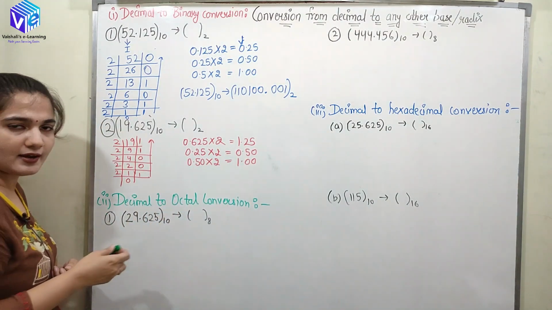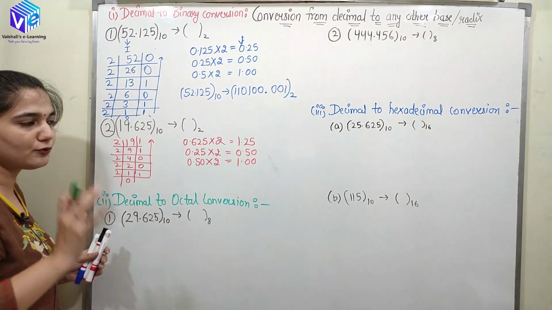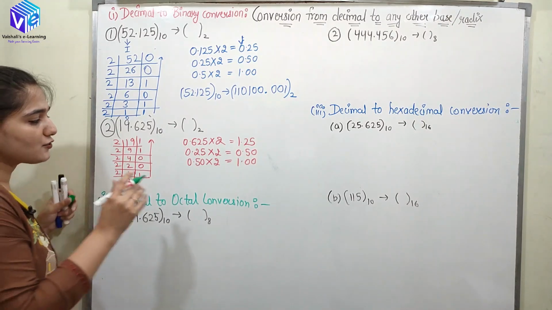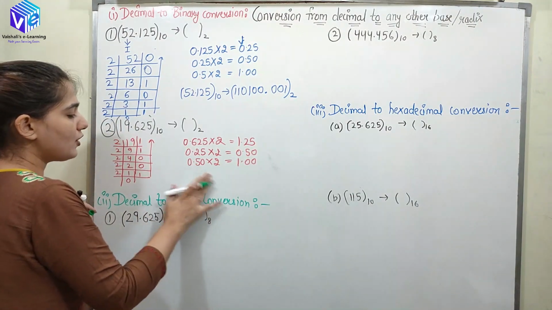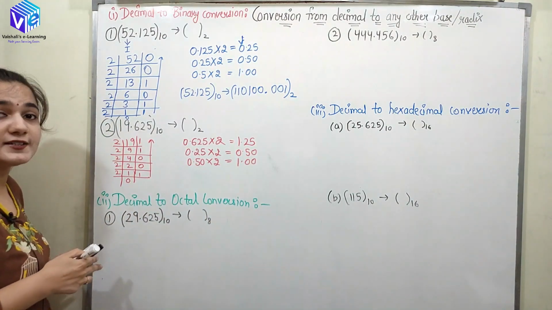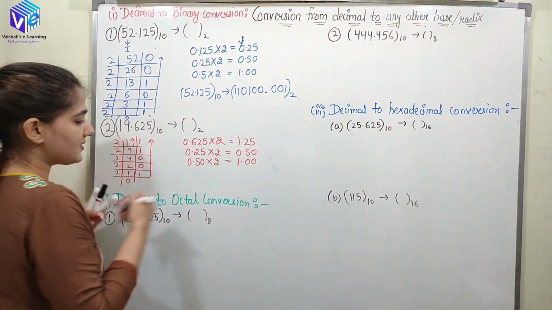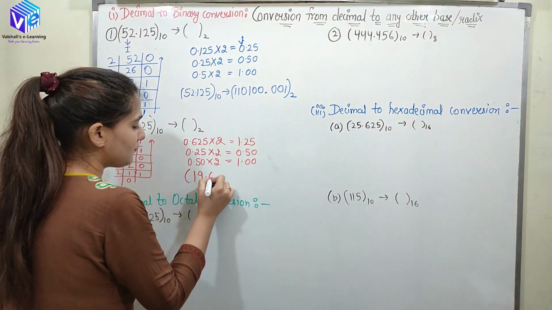So here till here you have to move, and after that you don't need to move, right? So now how can I represent this number? The number was 19.625 in the decimal representation.